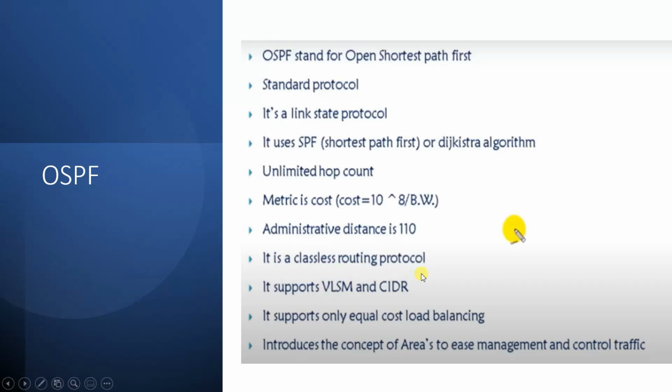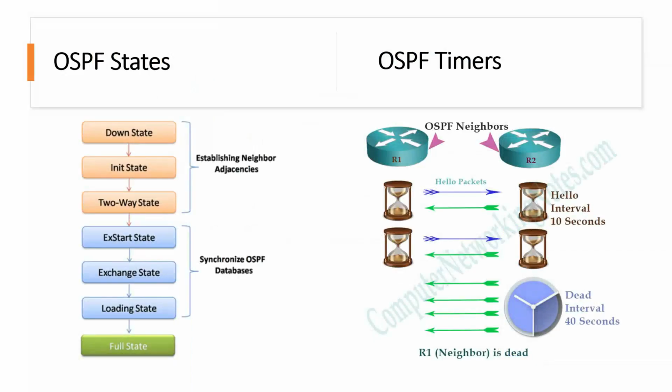OSPF is a classless protocol, so the subnetting information is passed along with the packets. It uses multicast addresses 224.0.0.5 and 224.0.0.6 for communication. Then it supports equal cost load balancing. Then we continue to another slide.